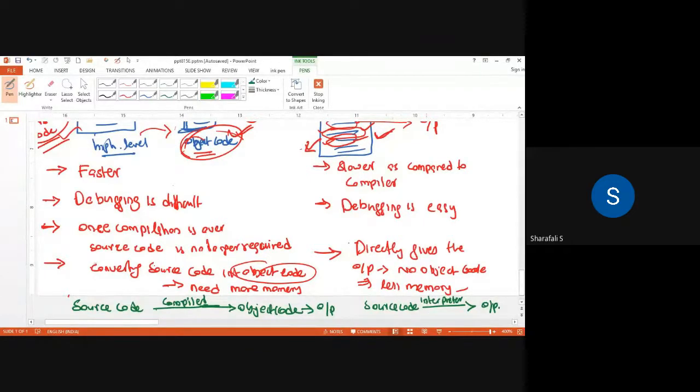So the compiler is faster as compared to the interpreter. The interpreter will take line by line execution, so it will be slow. But here we will get direct output. We do not have to convert that particular operation or the source code into an object code. That process is not required in the case of an interpreter.